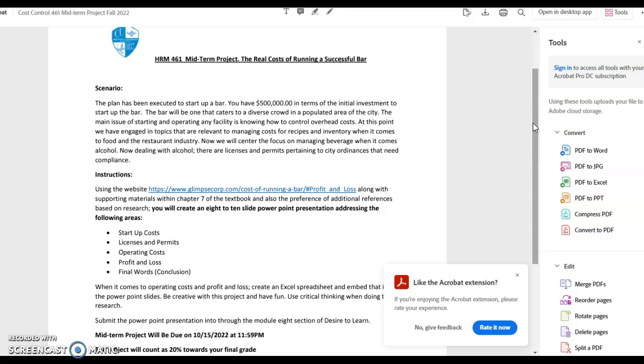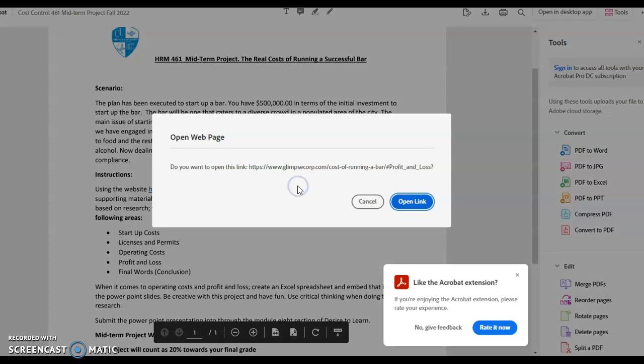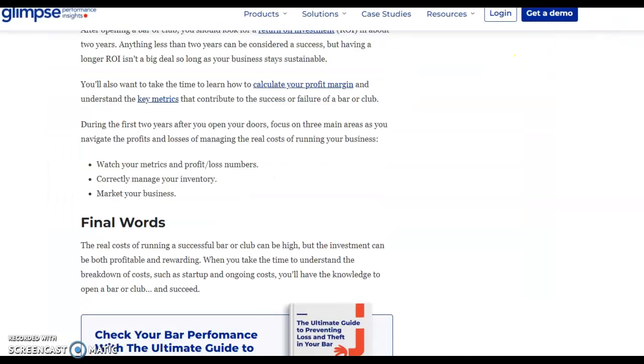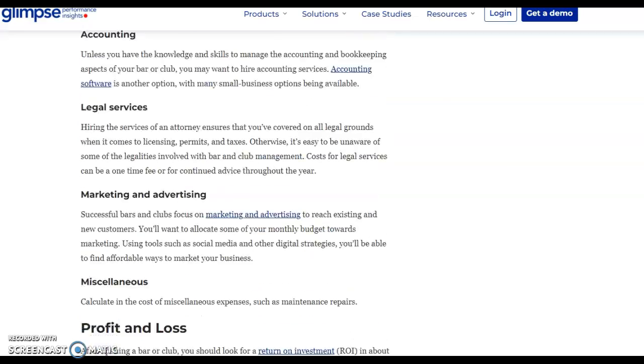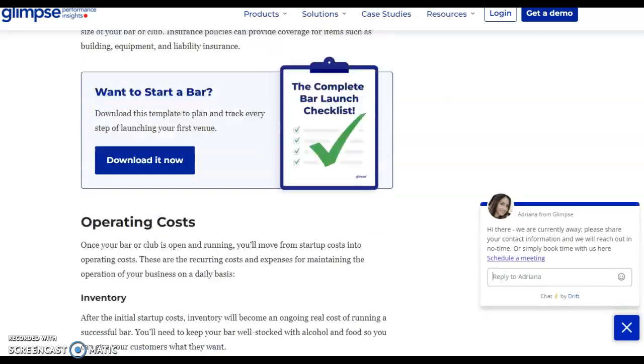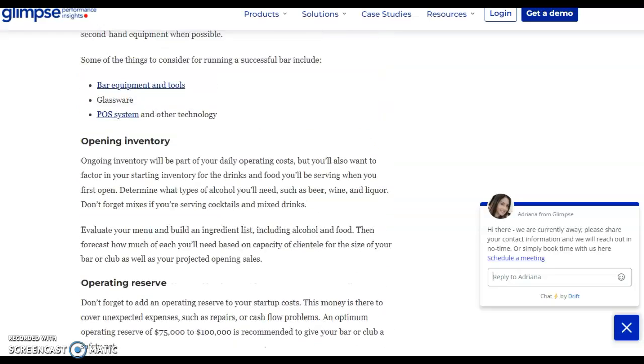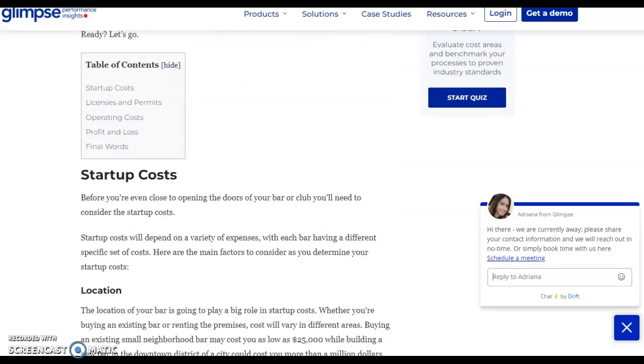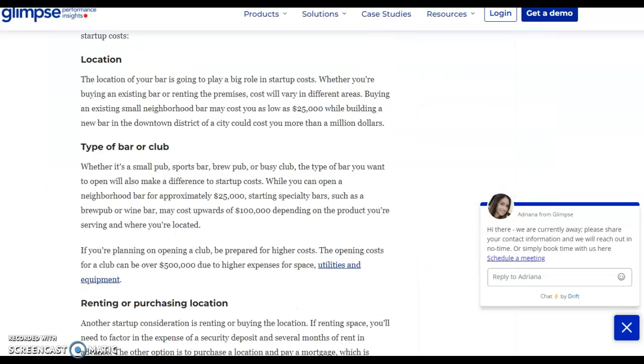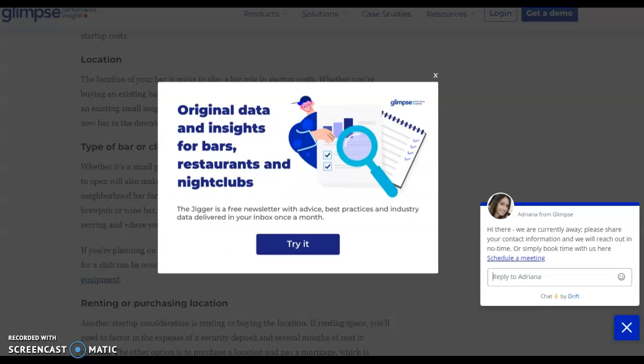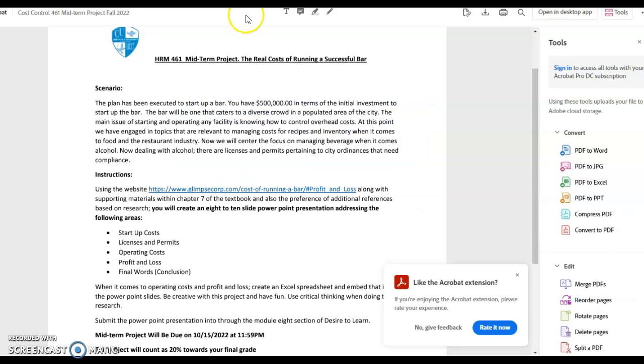Everybody, this is a PowerPoint presentation that you're going to be putting together. It's not a paper, but a PowerPoint presentation. If you click on this website, as I have shown everyone, this is a very good link in terms of what you have to put together when it comes to startup costs for a bar. This gives you pretty much the format you want to follow. So everyone, keep that in mind.